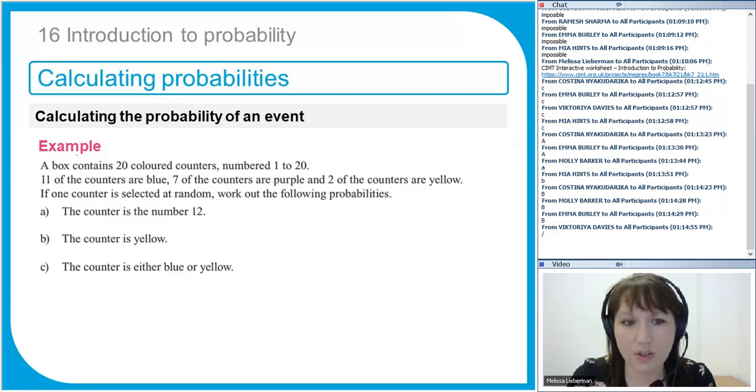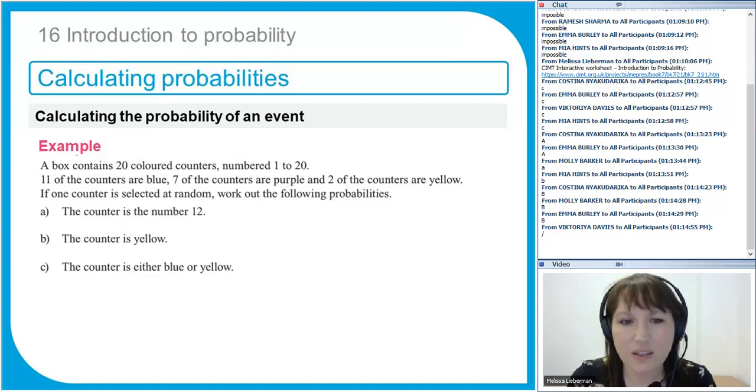So let's have a look at some examples. We love ones with counters and balls that you pull out of bags. We've got a box with 20 coloured counters, and the counters are numbered 1 to 20. 11 of the counters are blue, 7 of the counters are purple, and 2 of the counters are yellow. If one counter is selected at random, work out the following probabilities.